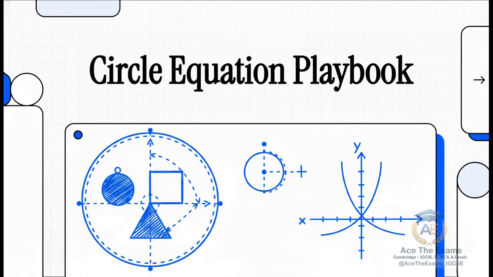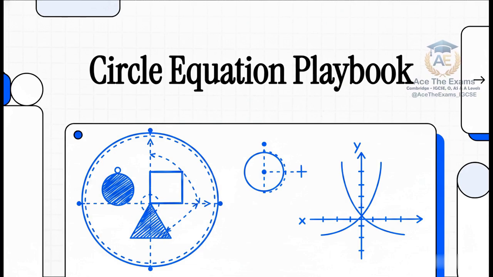Flight Director to all stations. Initiate launch protocol for Cambridge 9709, the circle equation. Telemetry is officially live. Look, we are looking at a seriously high-stakes deployment today. I'm sitting here at the central console, and I am seeing multiple student candidates, smart candidates, getting stranded in low orbit. Why? Because their coordinate geometry engines are completely failing mid-flight.